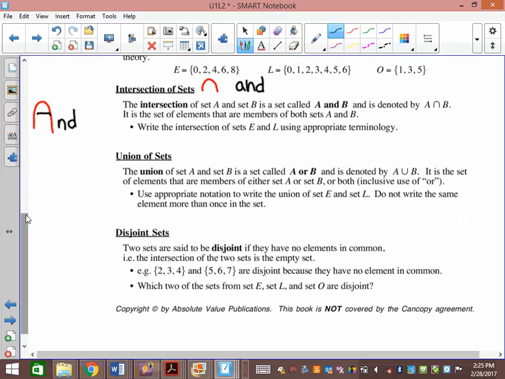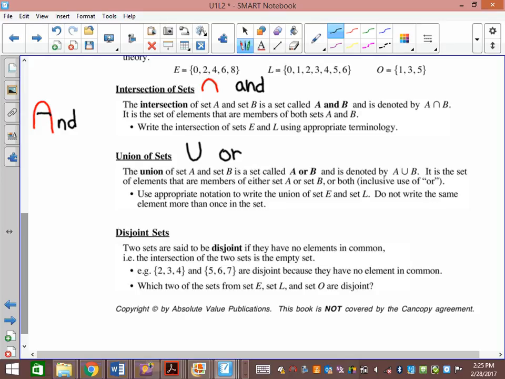Okay, union of sets. Union follows the U symbol, or. Remember, these two are given to you on the formula sheet. The union of a set is a set A or B, and it's denoted by the A union B symbol.